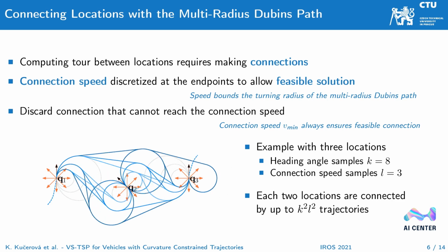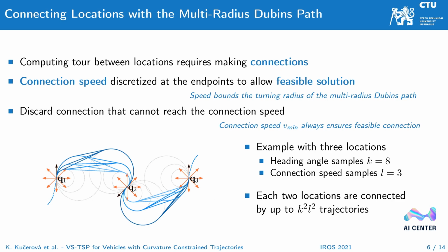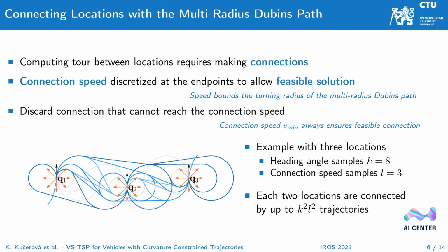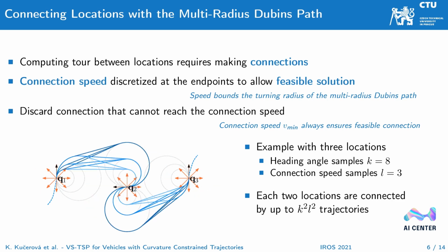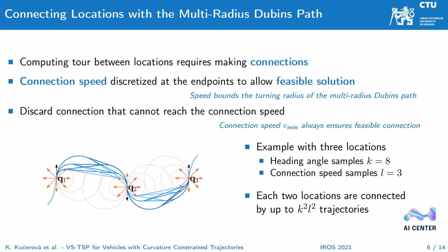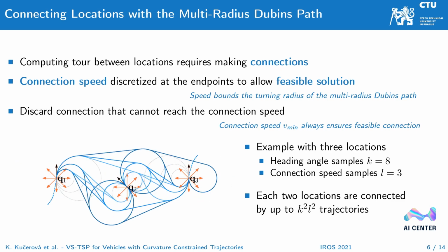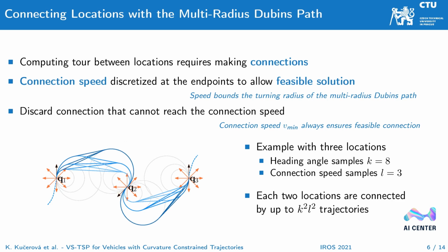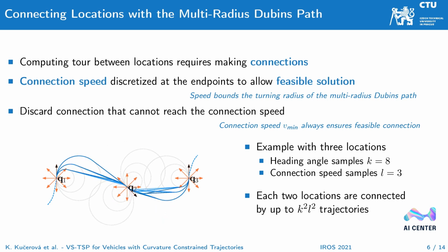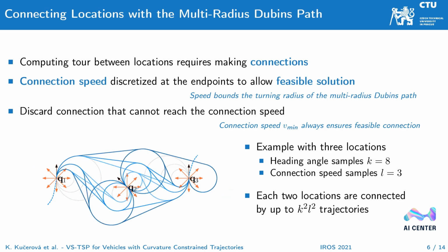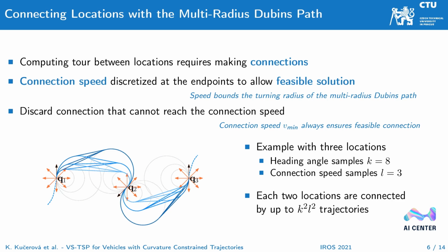To solve the VS-TSP problem, for each location we discretize the vehicle angles and speeds that represent possible turning radii. Every two locations then have k squared L squared possible connections, where k is the number of possible heading angles and L is the number of speed samples. In the animation, you can see the changing heading angles of the middle location with multiple trajectories representing the different connection speeds. The sample structure over all the locations is represented by the graph structure from which the tour is obtained.